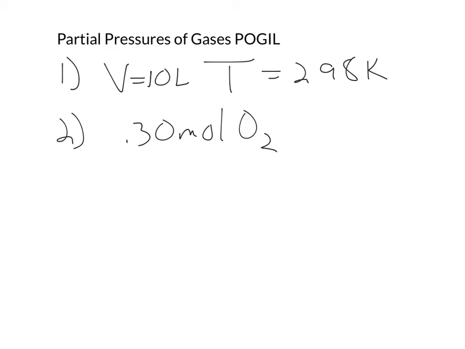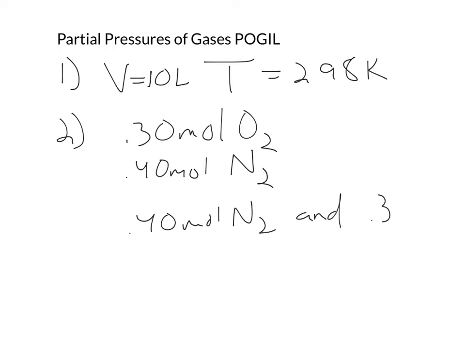And tank B had 4 of those, so 0.40 moles of N2. And tank C should have, let me see if I draw that better. It's the exact same, they're just combined, so 0.4 moles of N2 and 0.3 moles of O2. Alright, that should be number 2.